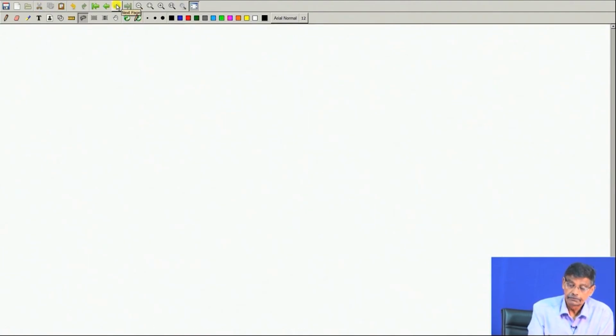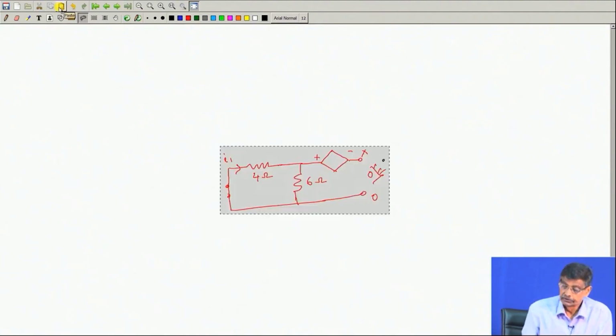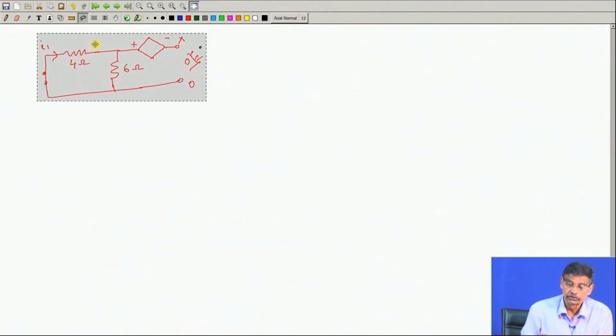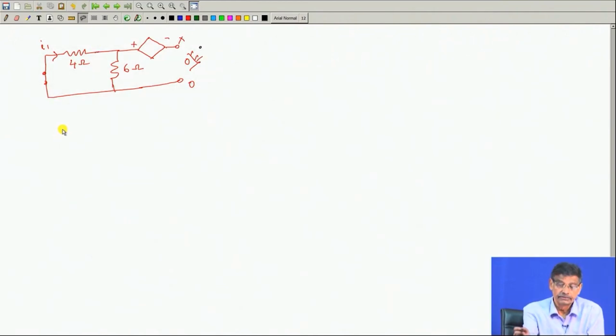So, we go to the next page and paste it. So, this is the network. I want to find out R Thevenin. Now, how to do it? That is what I was discussing. So, XO is open circuited and I have to measure the resistance offered by this whole network.